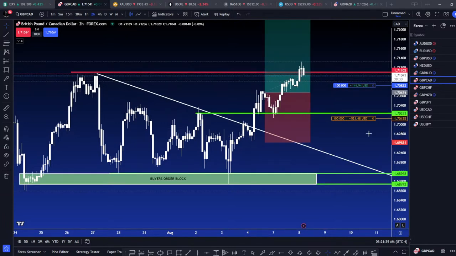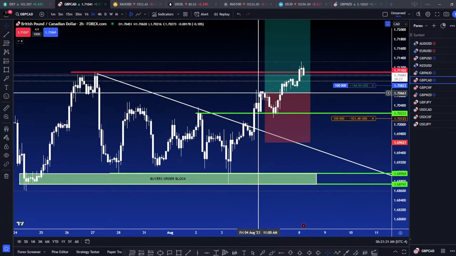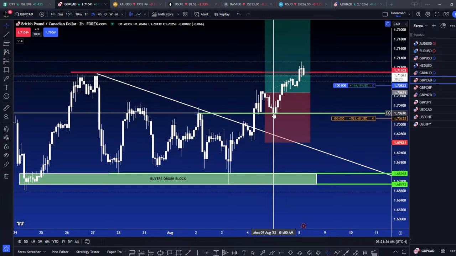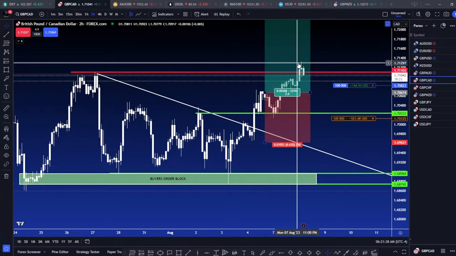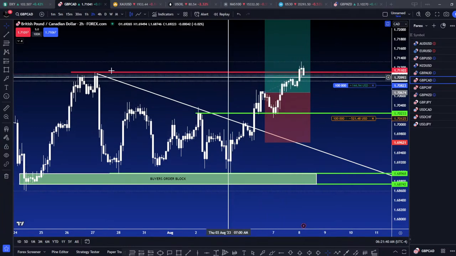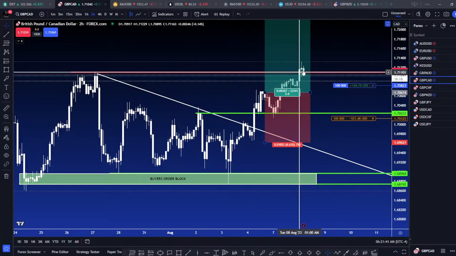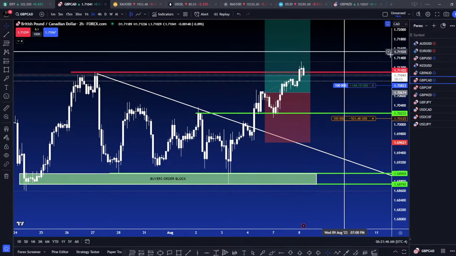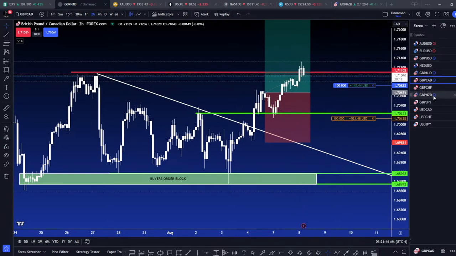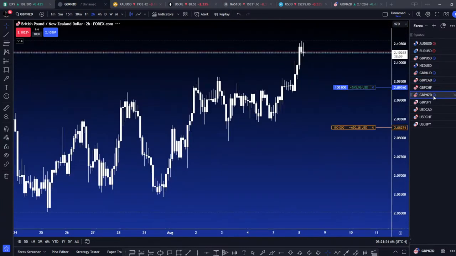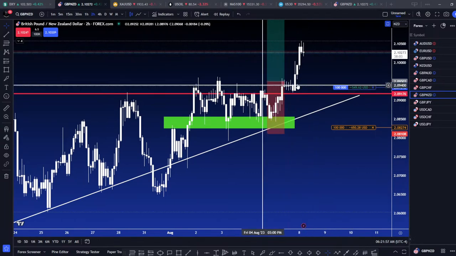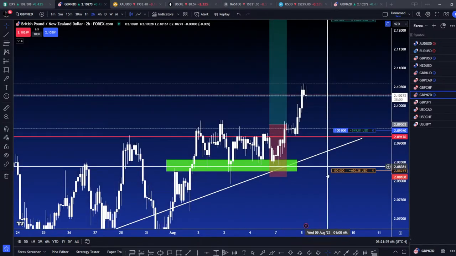Okay, there it is, right? Perfect break of structure, the retest that I say we're looking for on the dollar happened here on the Pound CAD, and then we took off. Now we're just breaking above resistance, not significantly, but enough to possibly continue rising. And on the Pound New Zealand, kaboom, right? We're up 54 pips on that.